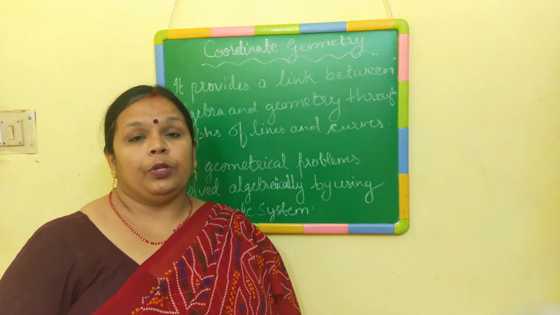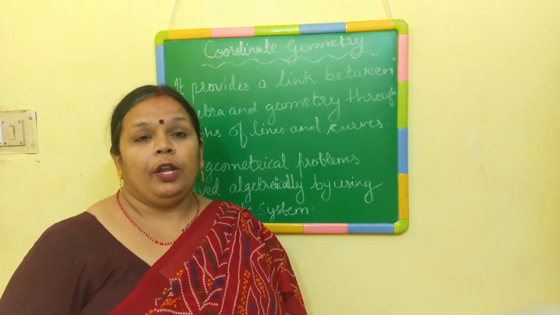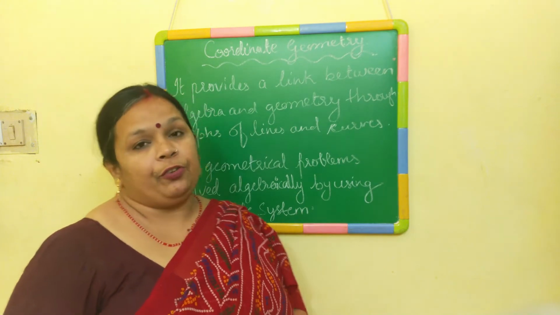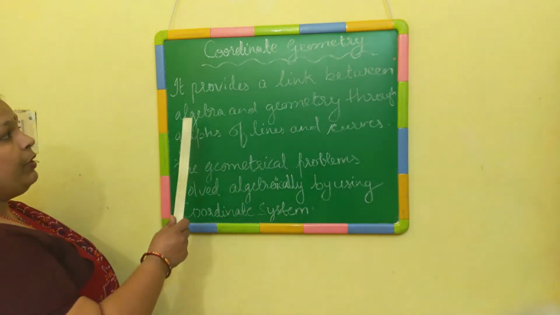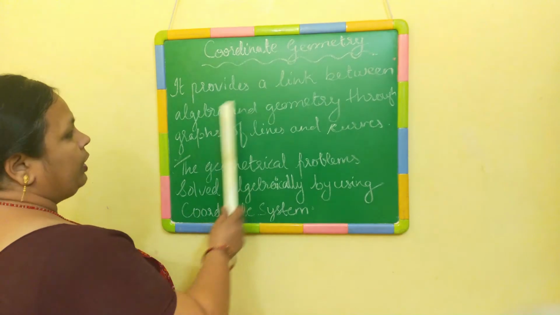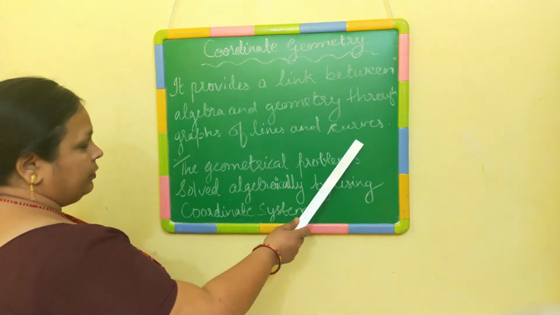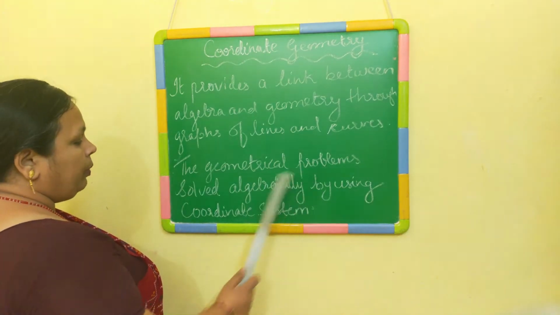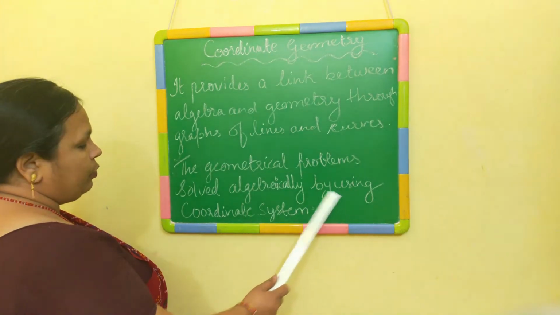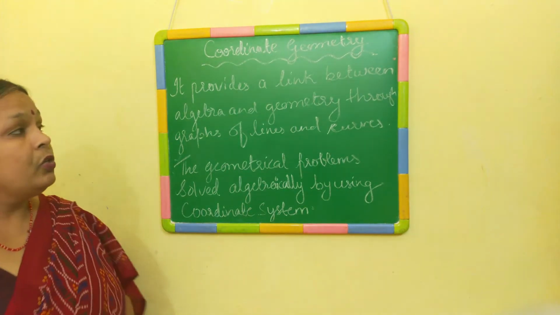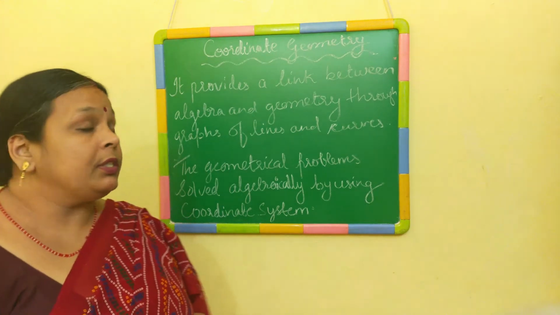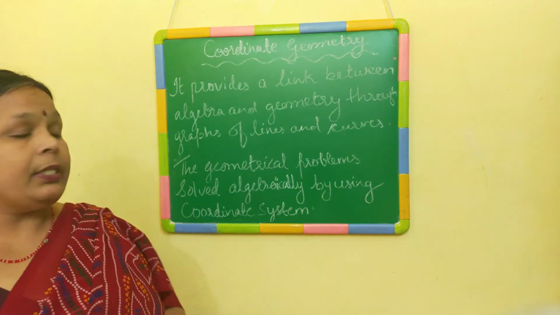Now to start with, what is coordinate geometry? Let's take the basic definition of coordinate geometry. Coordinate geometry provides a link between algebra and geometry through graphs of lines and curves. Geometrical problems are solved algebraically by using a coordinate system. So what exactly is coordinate geometry? It's nothing but a link between algebra and geometry.